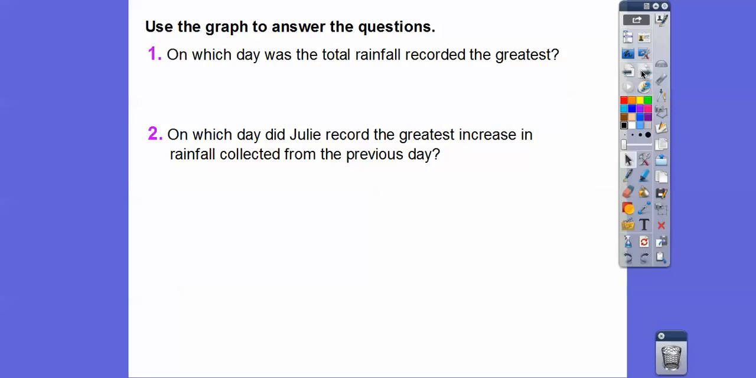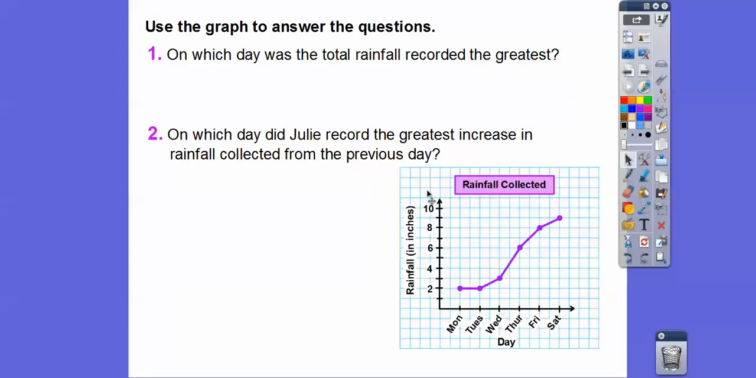On which day was the rainfall recorded the greatest, okay? Was the total rainfall that recorded the greatest, all right? The total rainfall is right up here. It's at that 9 inches right there. So on which day was that? It was on Saturday when it had the greatest total right there. Saturday with the rainfall of total of 9 inches.